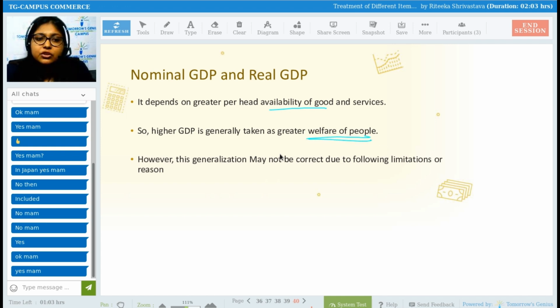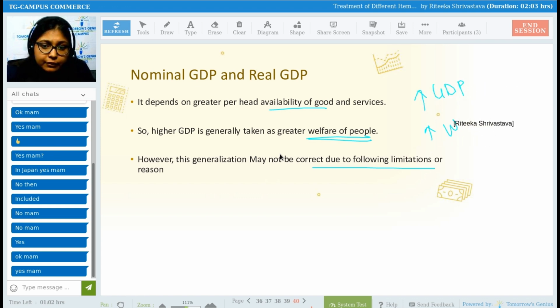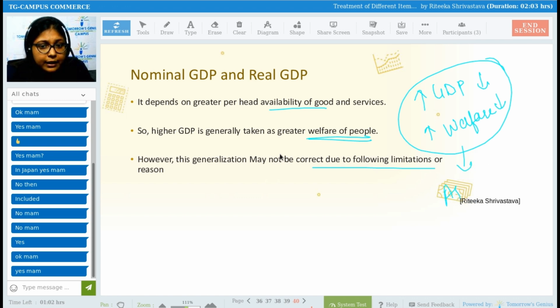So as I said, the more the GDP, the more is the consideration that people living in the country are very happy, very good, and very satisfied. But this generalization may not be correct due to the following limitations. The assumption that higher the GDP, higher will be the welfare, or lower the GDP, lower will be the welfare, cannot be true in all situations. There are limitations to it.